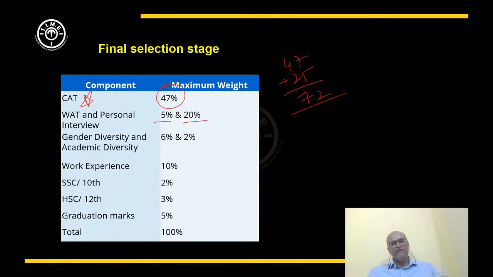The factors which are not controllable, which you cannot change, are the remaining 28%, which essentially included diversity marks, 6% for gender diversity and 2% for academic diversity. 10% weightage was given to work experience, whereas 10th was 2%, 12th performance was 3%, graduation had 5% weightage. So these were the parameters IIM Trichy kept in place during the final selection stage.